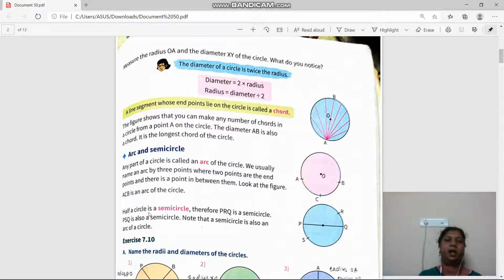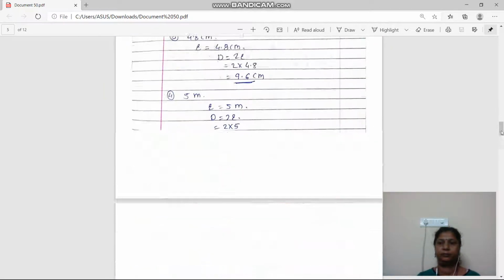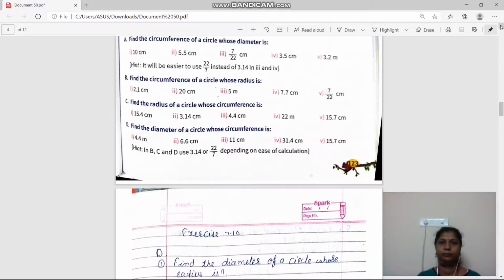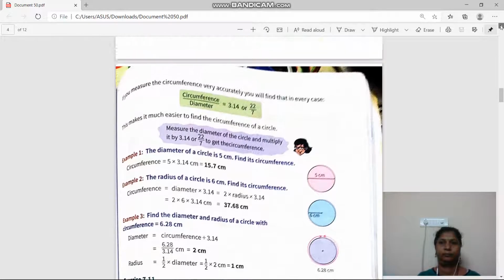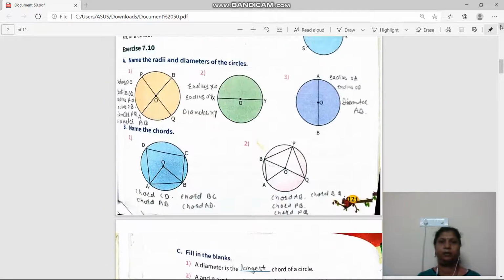Then a half circle is called a semicircle. See here, this half circle is called a semicircle. Now the next thing: we have solved this exercise 7.10. In the diagram we found out what the diameter is and what the radius is, and in part B we studied the chords.